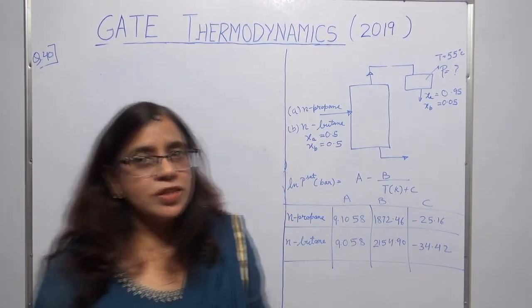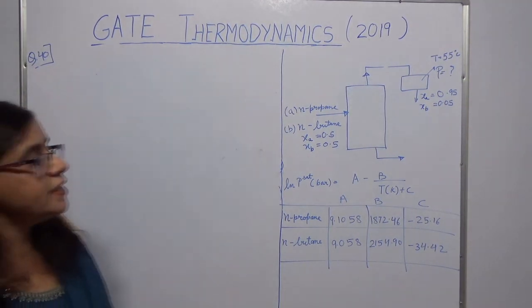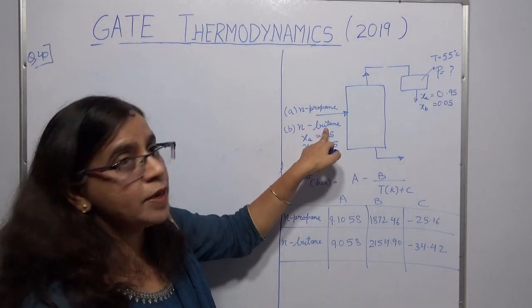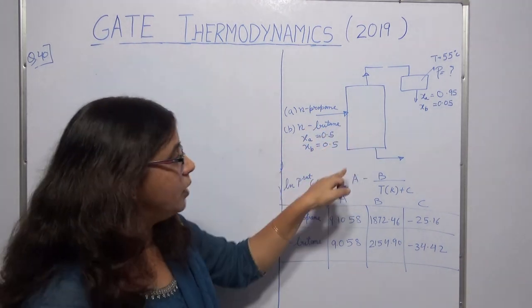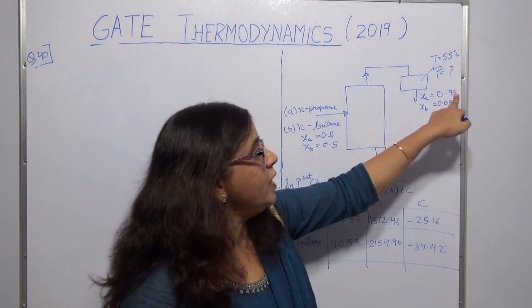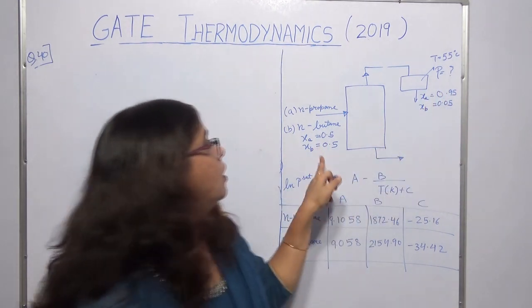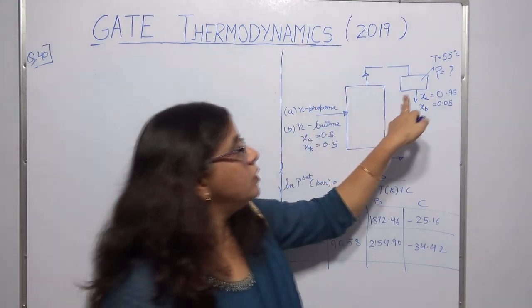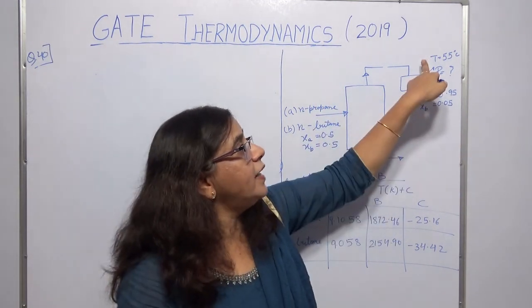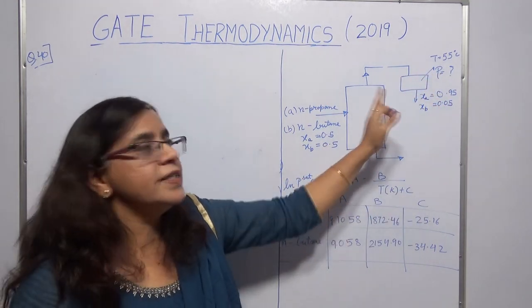So the second question is question number 40. It came for 2 marks. In this case, they have given you that an equimolar mixture of n-propane and n-butane is being fed to a distillation column. And the condensate which you get is rich in propane, so there is 95% of propane and 5% of normal butane. Now this condensate which you are obtaining is a saturated liquid at 55 degrees centigrade, and they have asked you to calculate the condenser pressure.